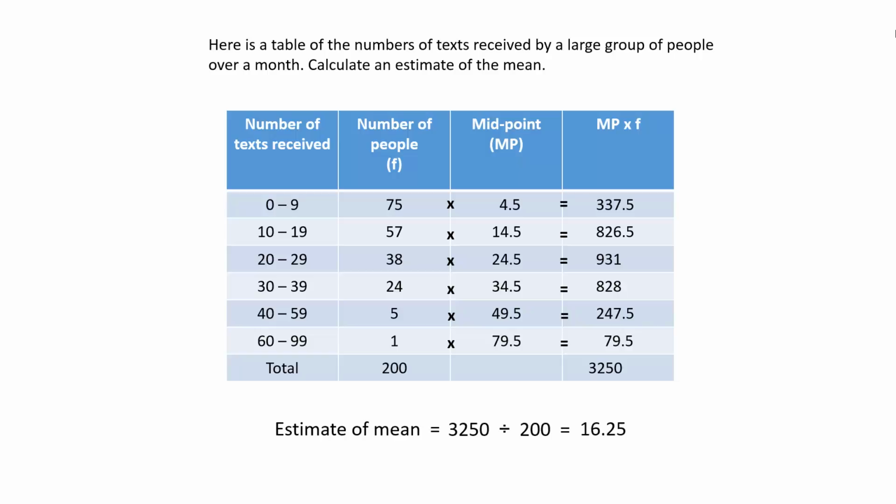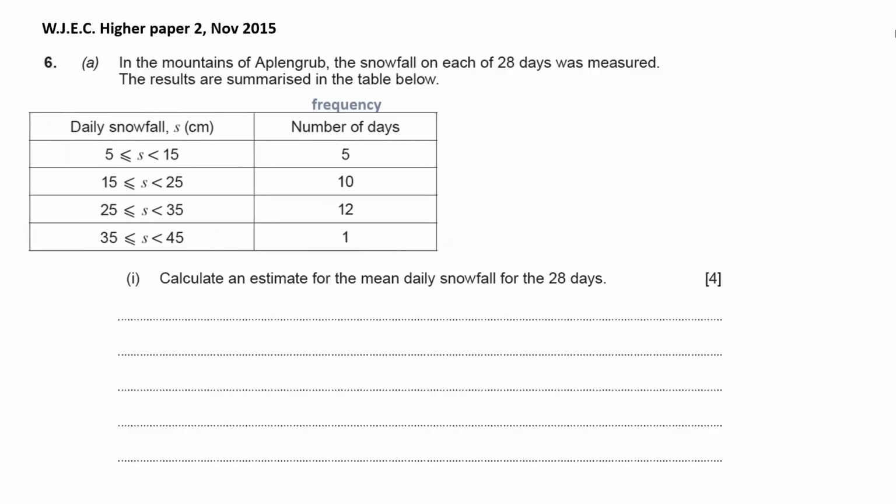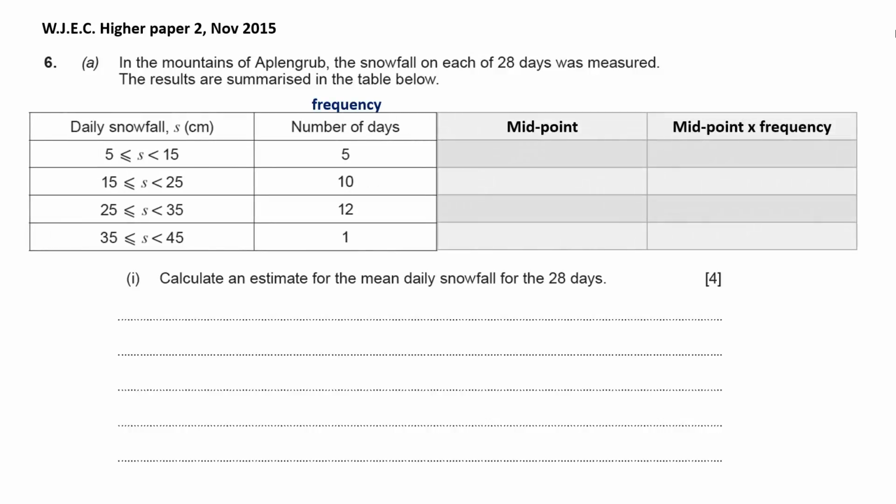Let's have a look at an example of an exam question. This is from the WJEC, November 2015. In the mountains of Upland Grub, the snowfall on each of the 28 days was measured. Here's the results. Calculate an estimate for the mean. So we know what we've got to do. We're going to shift that across, and we're going to have 2 extra columns. And we'll call it number of days, frequency.